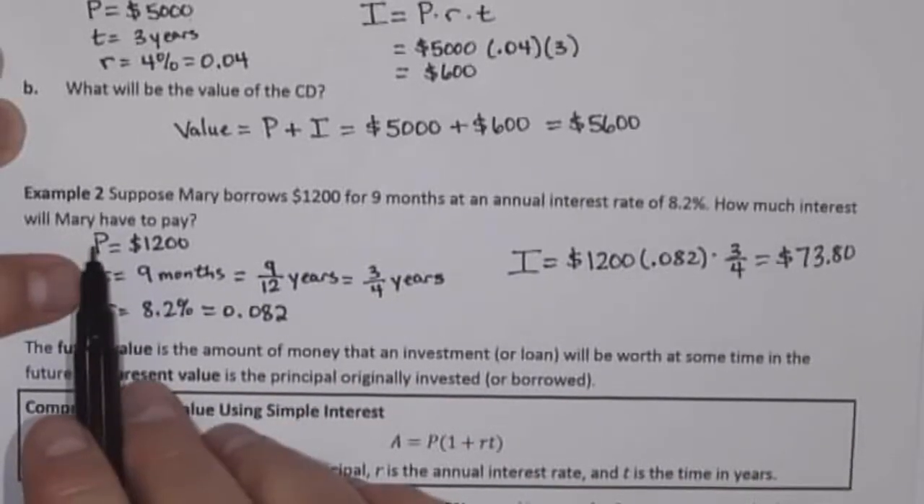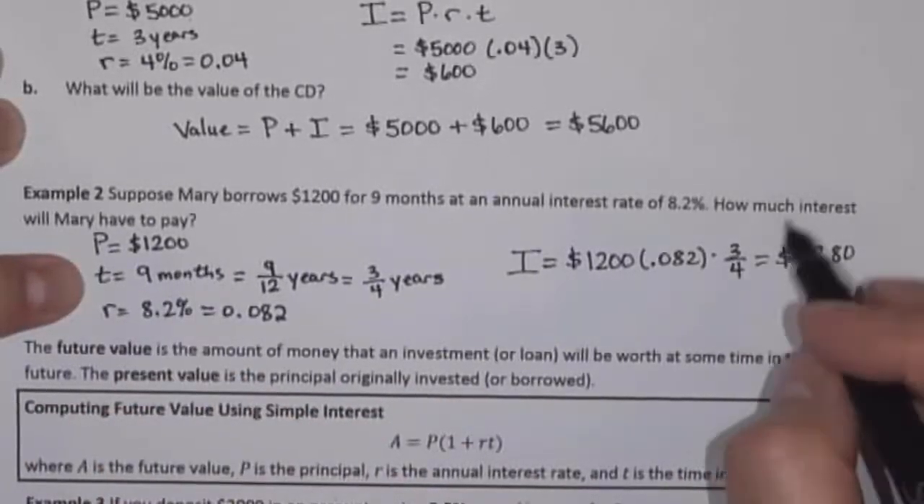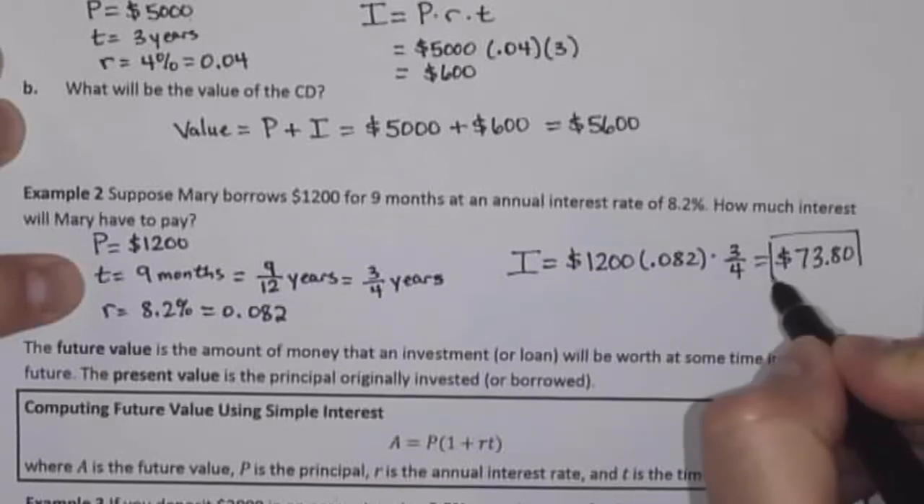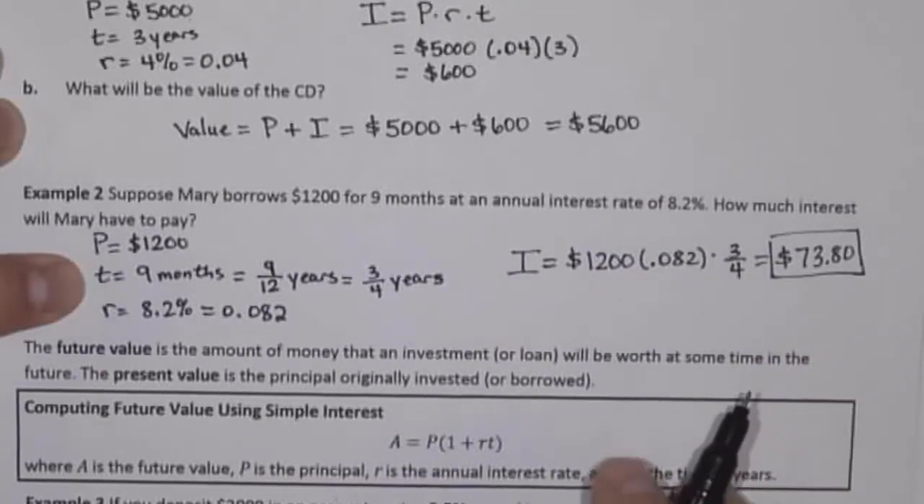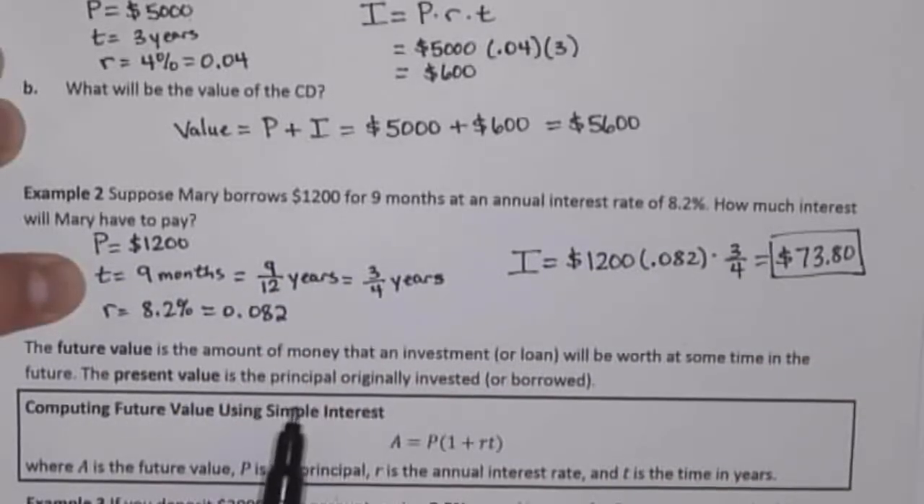So how much interest will Mary have to pay? She'll have to pay $73.80 in interest for borrowing that $1,200 for the 9 months.